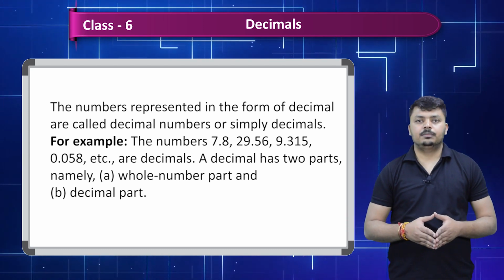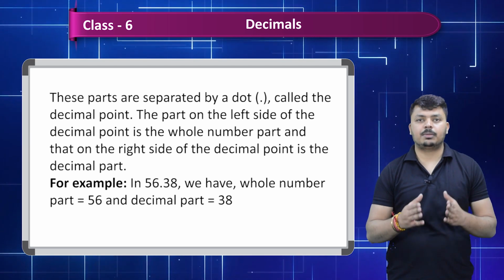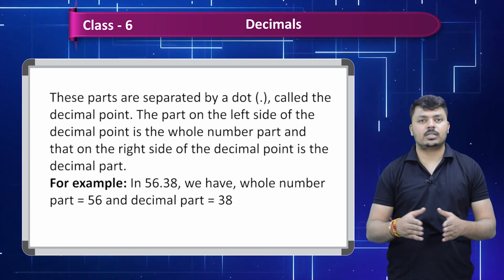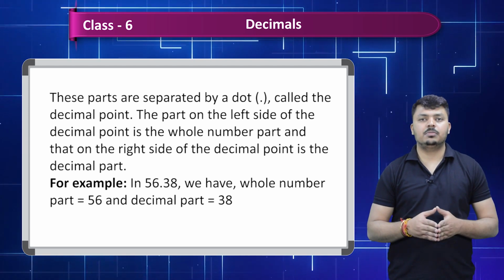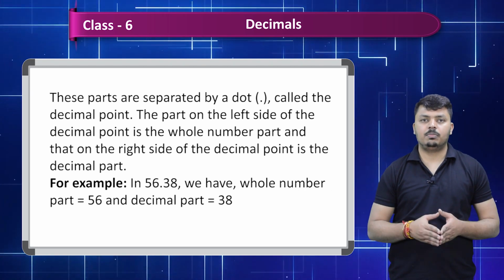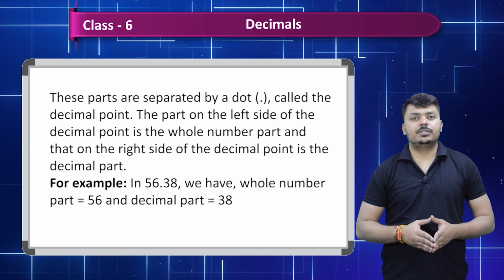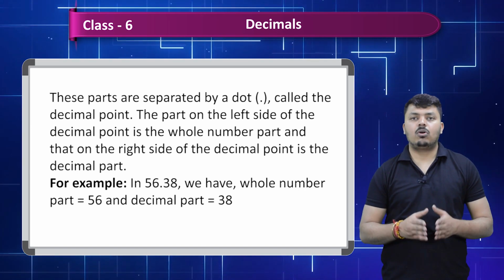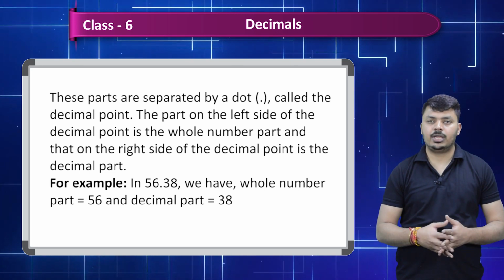Whole number part, B. Decimal part. These parts are separated by a dot called the decimal point. The part on the left side of the decimal point is the whole number part, and that on the right side of the decimal point is the decimal part. For example, in 56.38 we have whole number part equals 56 and the decimal part equals 38.